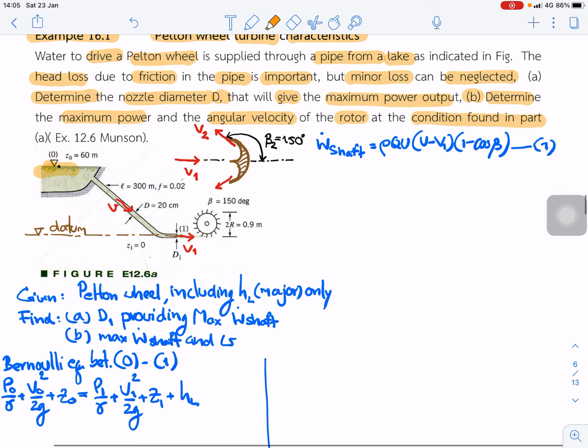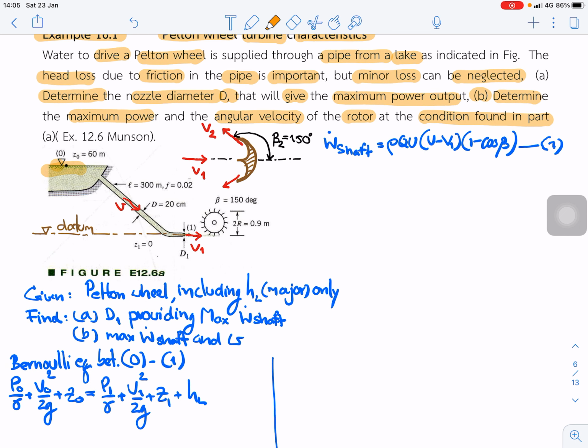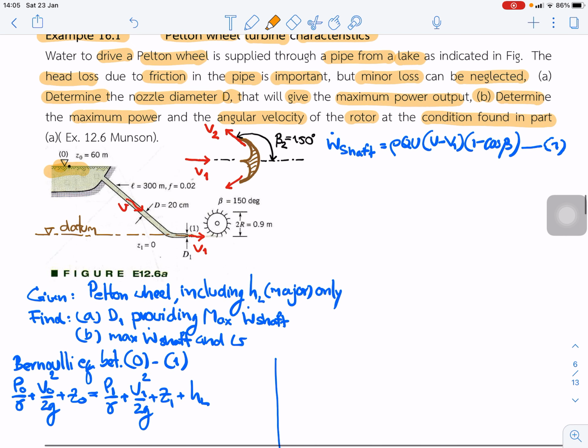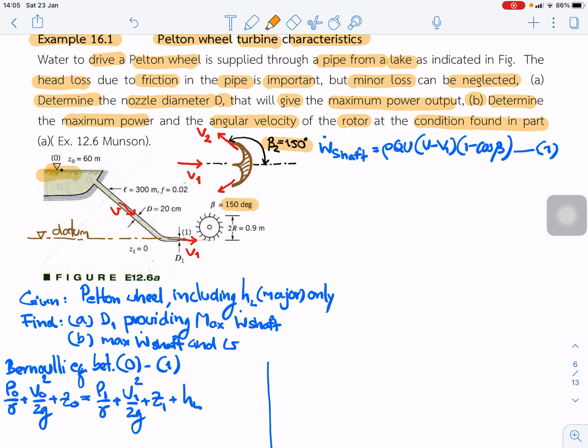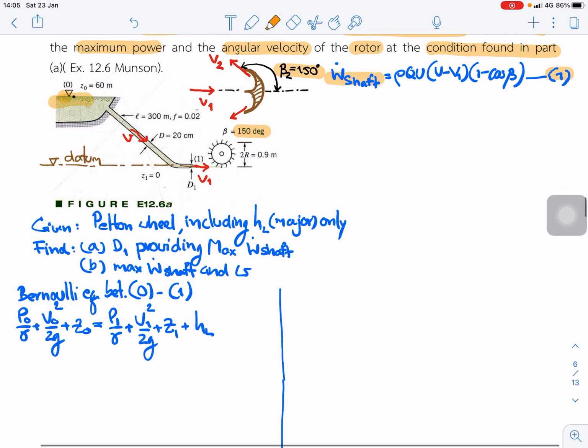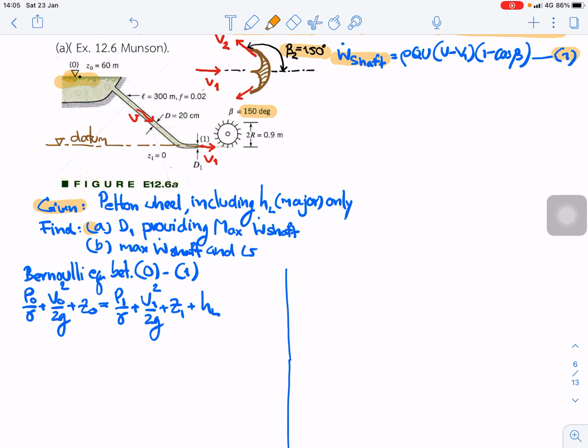So this is the flow from the reservoir through the pipe, producing a water jet to strike the water wheel. In this case the beta is 180 degrees. So this is how it looks like, beta of 150 degrees. So we can start with the equation for power of the turbine based on equation 1, and that is the given information for parts A and B.